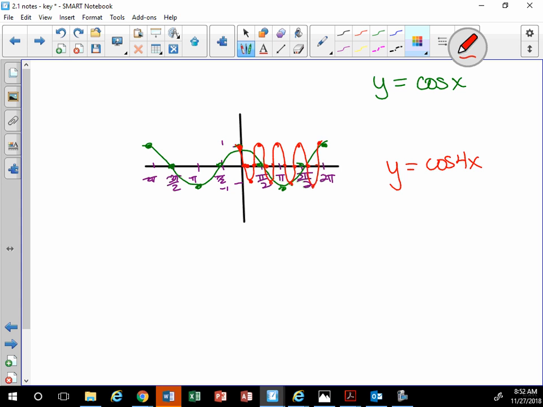If you look at it, count for me how many times the red graph repeats by the time I get to 2 pi. 1... Oh, there were 4 of them, and that's a 4. Okay, so what that b value is telling you is how many times the graph will happen by the time you get to 2 pi.